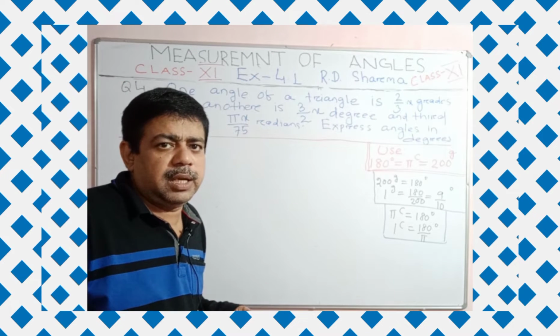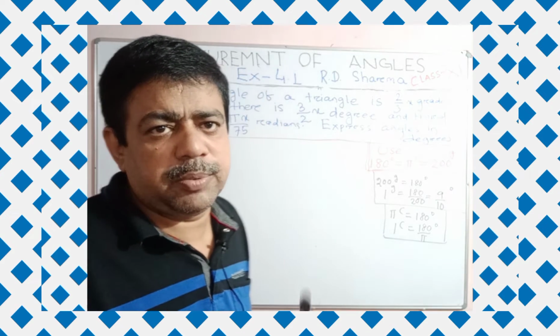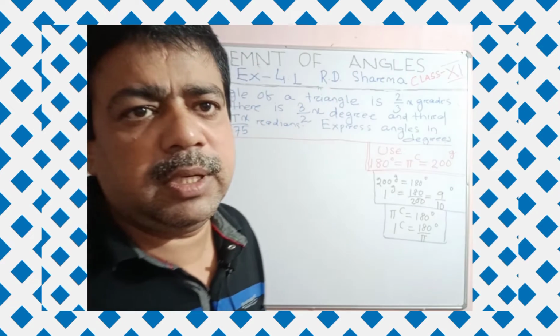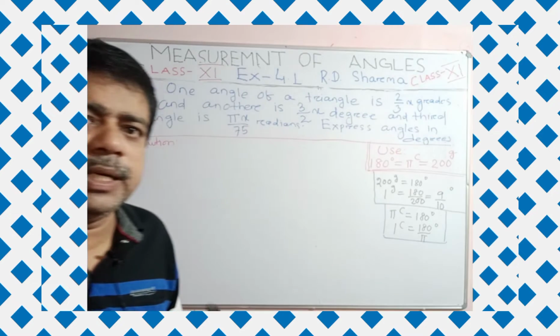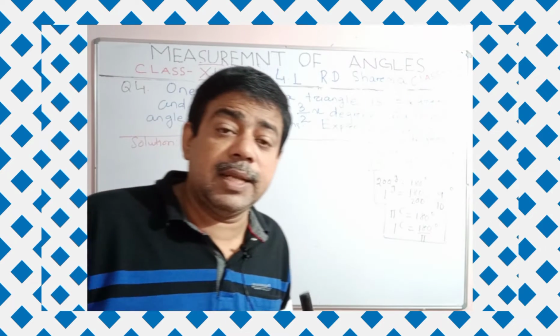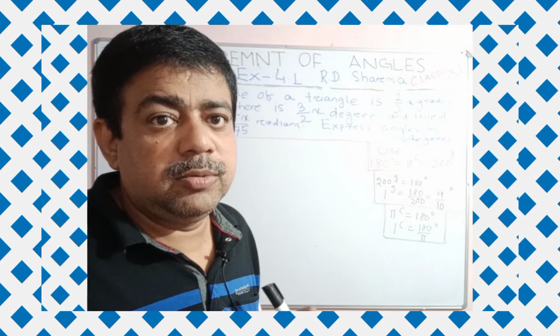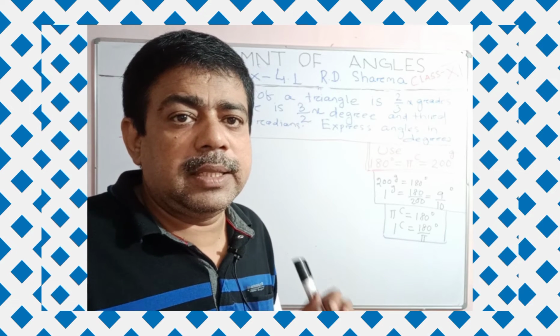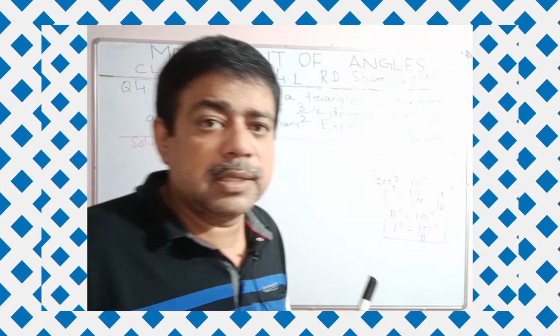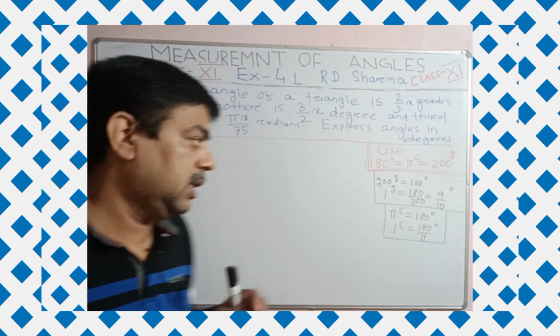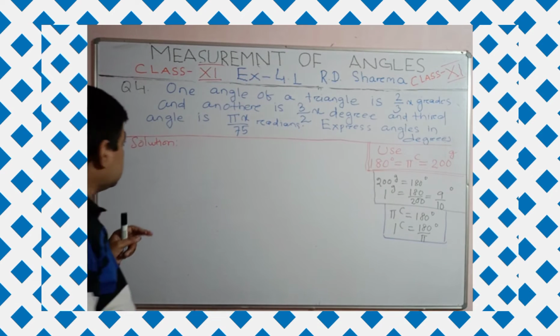So here is another interesting question in front of you, and it is one of the applications of the units of measurement of angles. Here in a triangle, three angles are given in different systems. One angle is given in grade, another angle is given in degree, and the third angle is given in radian. We have to express all the angles in degree. Let us read the question here.